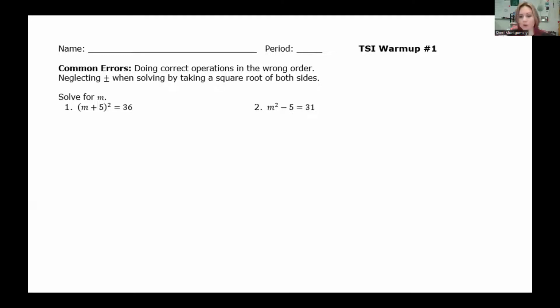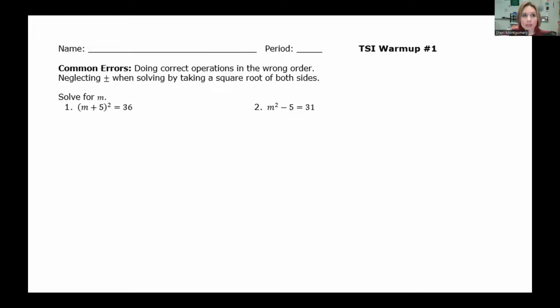We will go over this warm up. To solve these, either one of them, and like I said, these are directly off of TSI, so we need to know how to do them. And if you didn't know how to do them, definitely I would put my phone away and I'd pay attention. To do these problems, we will undo all of the operations, and the goal is to get the M all by itself.